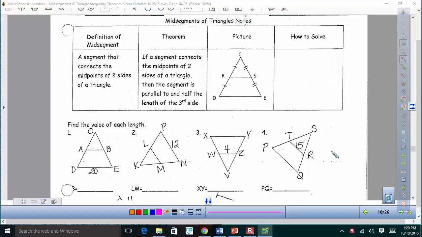So today we're talking about midsegments of a triangle. The definition of a midsegment is a segment that connects the midpoints of two sides of a triangle. So in this picture right here, it is just a line that connects both of the sides of the triangle at the very middle. So in this picture right here, what line would that be that connects both sides in the middle?